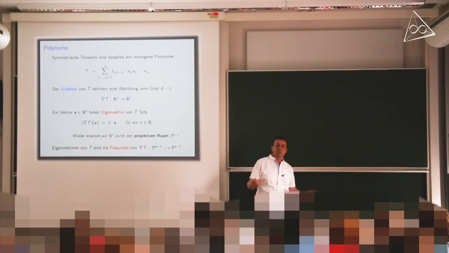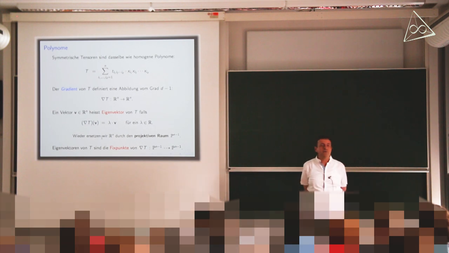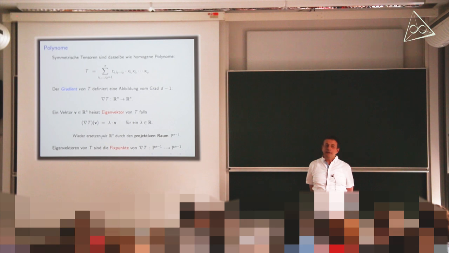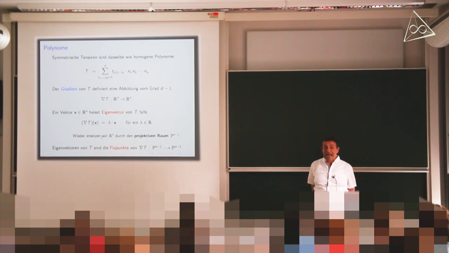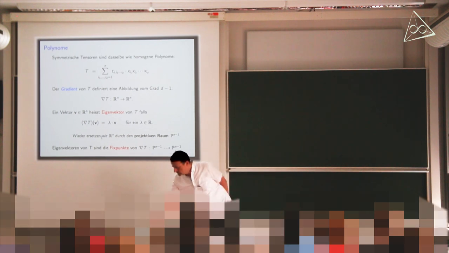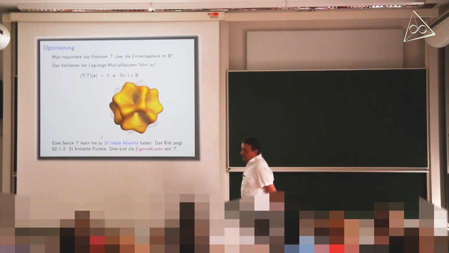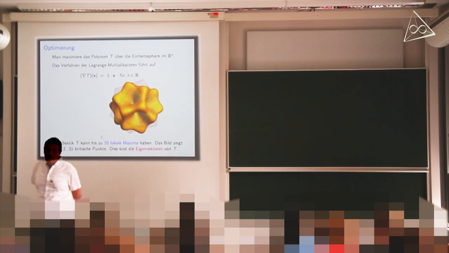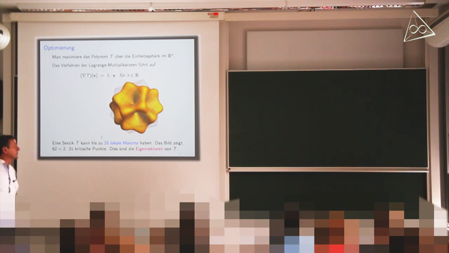the gradient map. So we agreed that this was the case 25 minutes ago in the special case d equals 2. And for d equals 3 and 4 and 5, it is exactly the same definition and the same concept. Now, eigenvectors of tensors are not new. They're a very, very old idea. So they come up, for example, in the following ancient optimization problem.